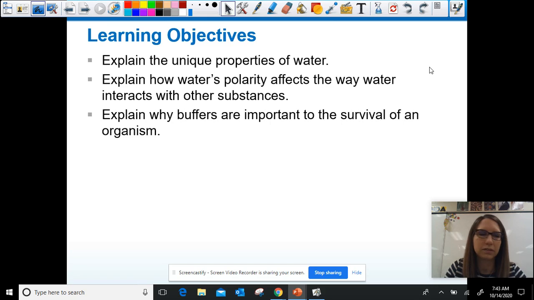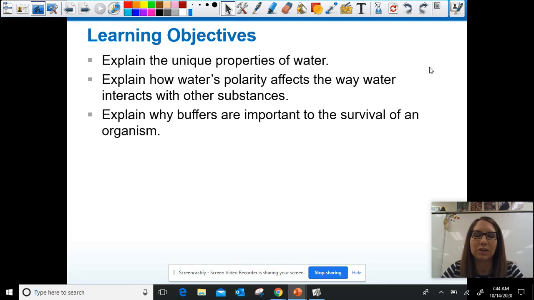The objectives for section 2.2, the second section here: explain the unique properties of water, explain how water's polarity affects the way water interacts with other substances, and the last one, explain why buffers are important to the survival of an organism.